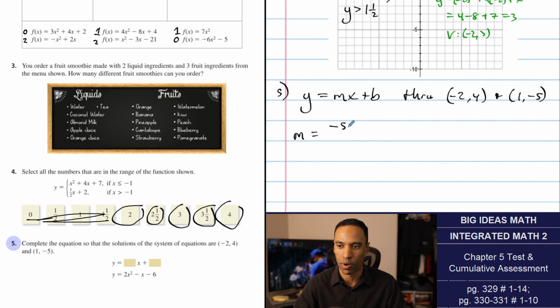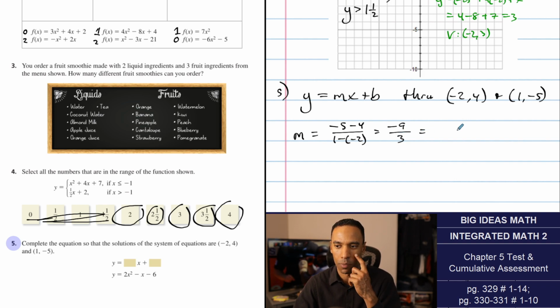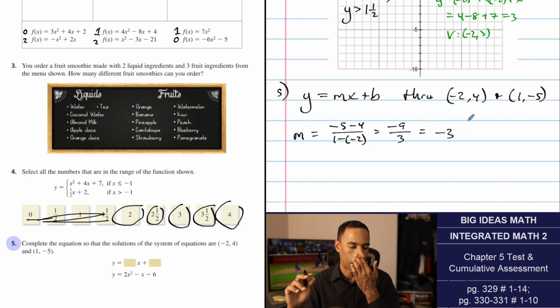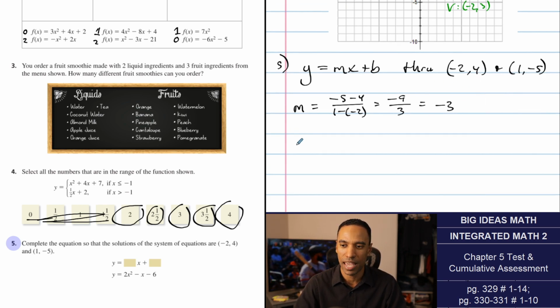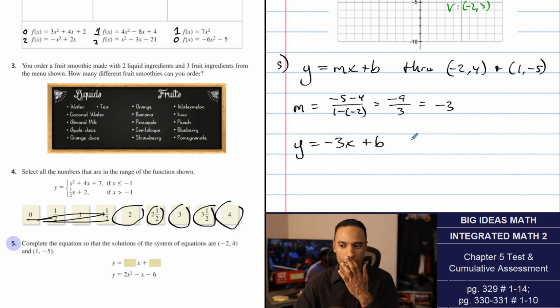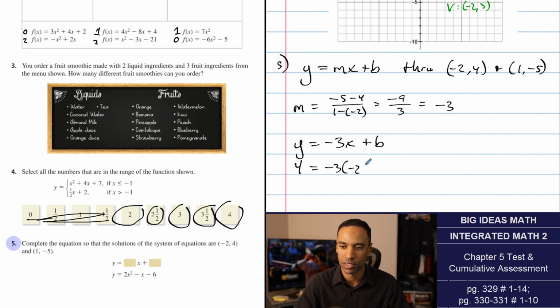Slope is rise over run, y2 minus y1 over x2 minus x1. I'm trying to think of what section this would belong to, though. I know where we did system stuff, but I'm not going to try and solve it in a wonky way. If I can get the slope and y-intercept, I'm going to. So my slope's going to be -3. So now my equation looks like y equals -3x plus b. And I need to go through either of these 2 points. Let's plug in this one here. Let's plug in 4 for y and -2 for x.